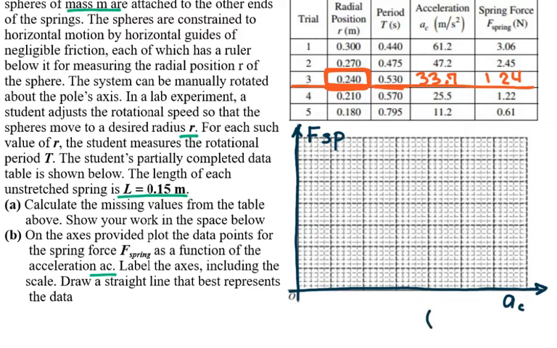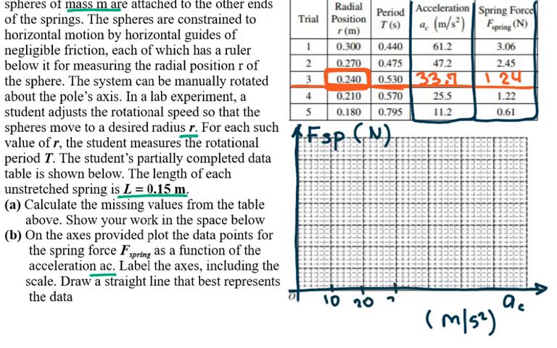Acceleration is measured in meters per second squared, and the spring force is measured in newtons. Now I have to look at my acceleration points and the force of the spring and plot them. The acceleration goes 10, 20, 30, 40, 50, and 60.